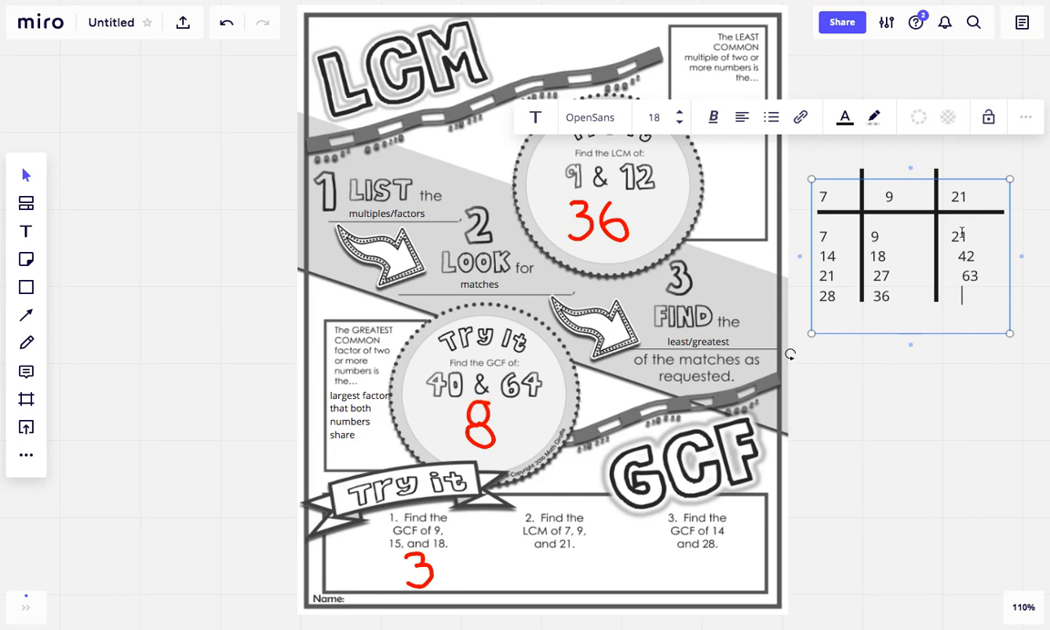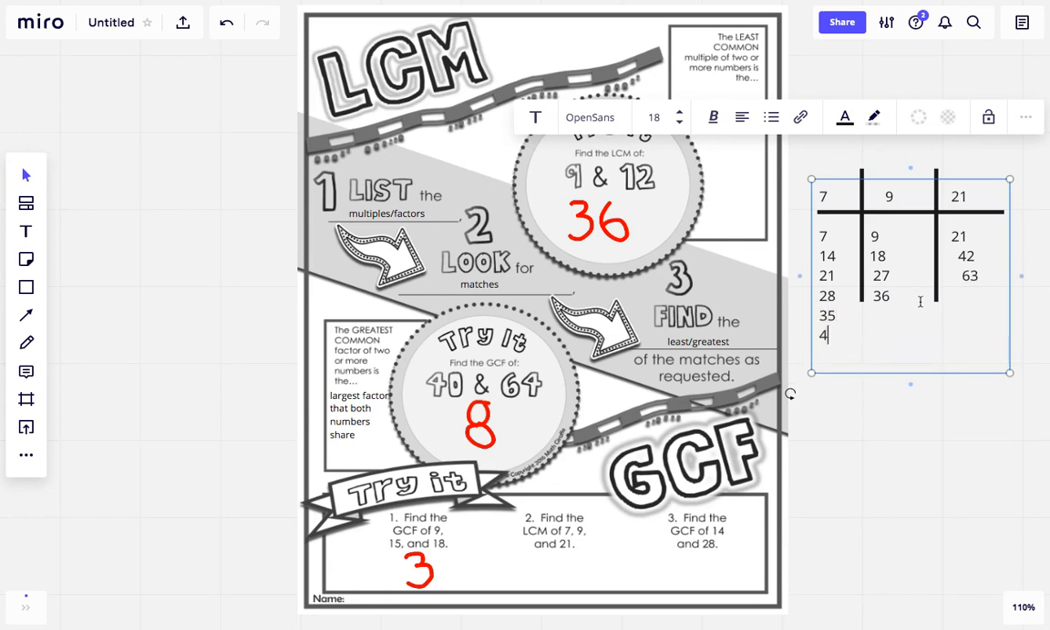So let's take a look. So we do have a match, but it's only between 7 and 21. We don't have anything in 9 yet. So let's keep going with our multiples of 7 and then with our multiples of 9, and see if we can find some more. So we left off with 7 times 4, which is 28. So 7 times 5, we have 35.